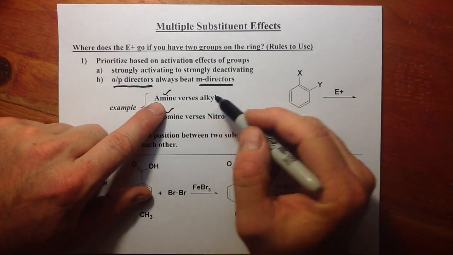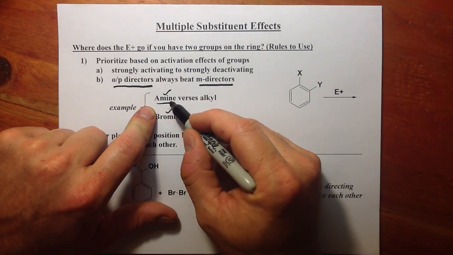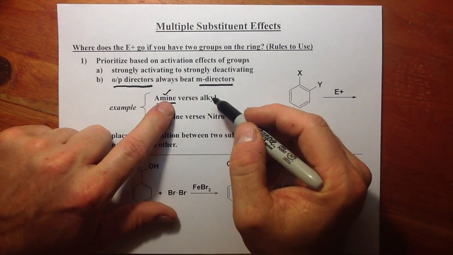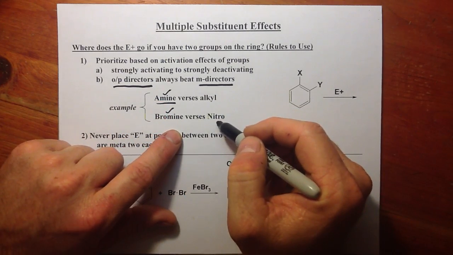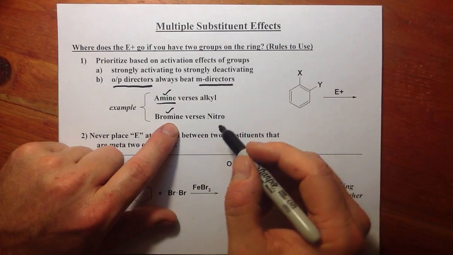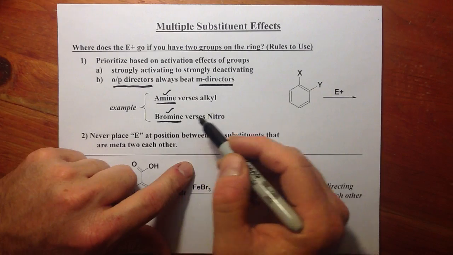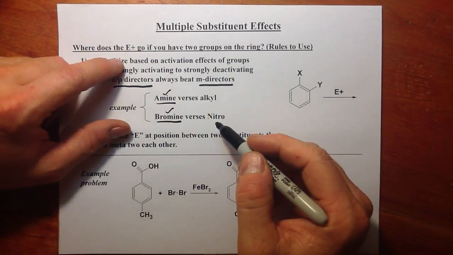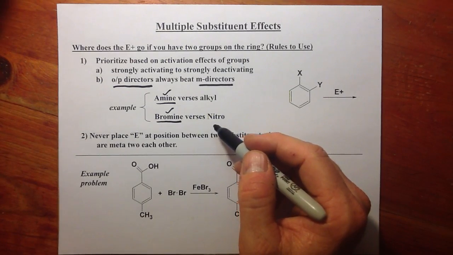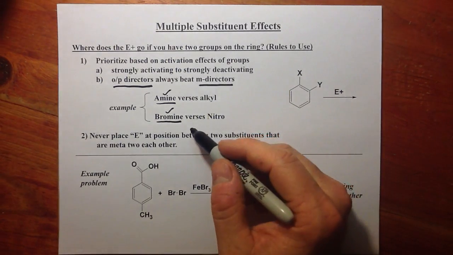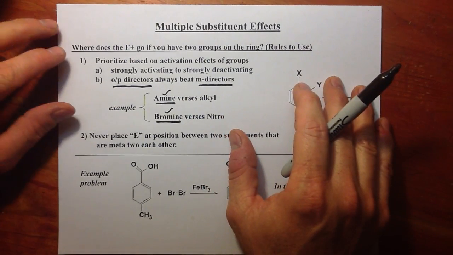So if we had an amine NH3 versus an alkyl group, the amine would be the greater activator than the alkyl group, so it would direct where things go. The bromine versus the nitro group, the bromine is an ortho-para directing deactivator. This is a meta-directing deactivator, so the bromine would determine where things go. Now sometimes these groups can work together, but if they do not work together to send the electrophile to the same place, we go with the greater activator or the least deactivating group.